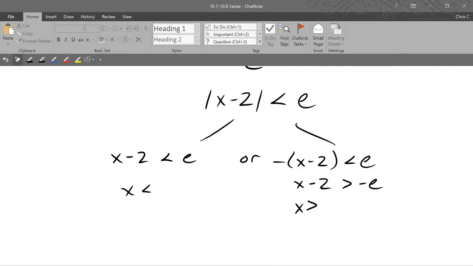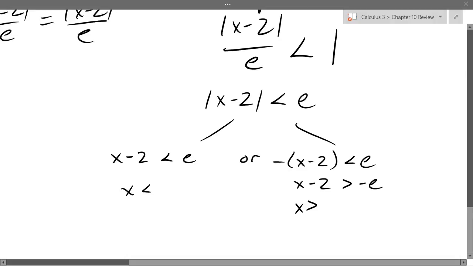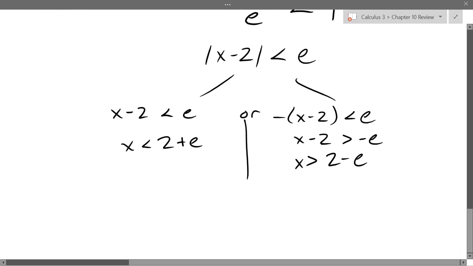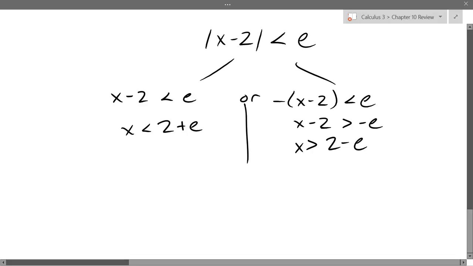This says 2 minus e. Okay, so inequalities are hard to look at. So why are they hard to look at? Because we don't write them usually in the best order. I like to go small on the left, big on the right. So the two bottom lines, look at those two. Those should at least somewhat make sense.